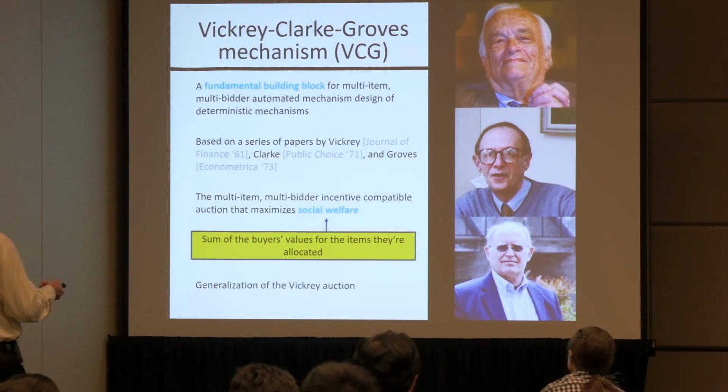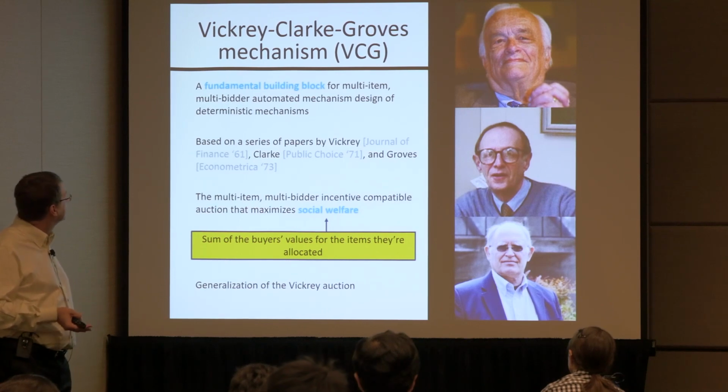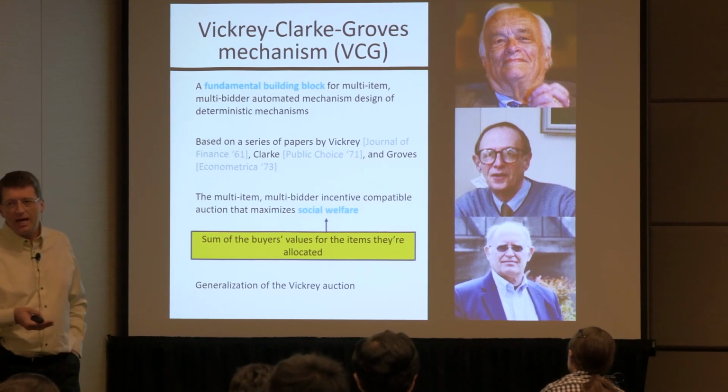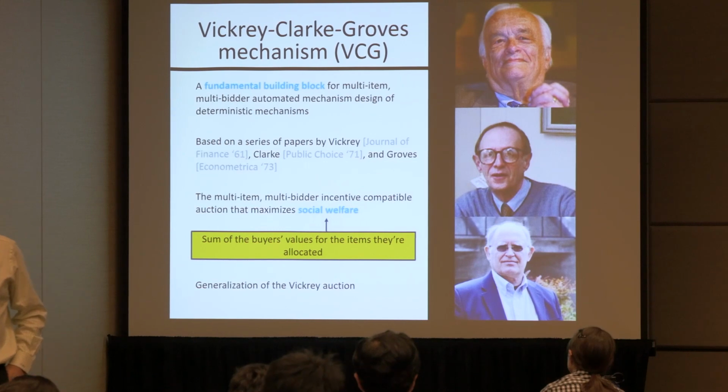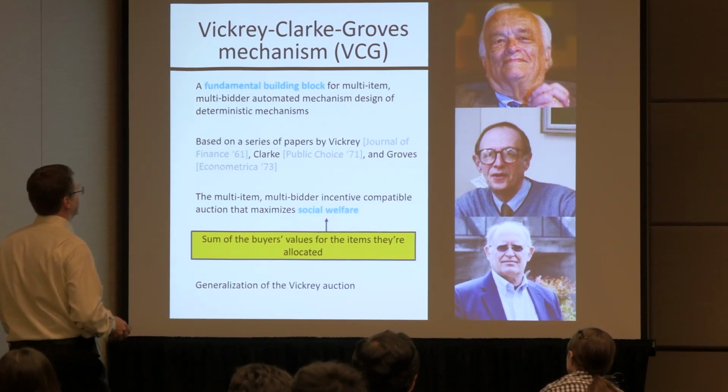So the VCG is a fundamental building block for multi-item, multi-bidder mechanism design for deterministic mechanisms. And why do we want to look at deterministic? Well, because most mechanisms in the world are deterministic, and they're easier to explain, they're more palatable after the fact because you don't get randomization and so on. By the way, it doesn't mean that I don't like randomized mechanisms. And Ellen is going to talk about some results that apply to randomized as well. But here, I'm going to just talk about deterministic.